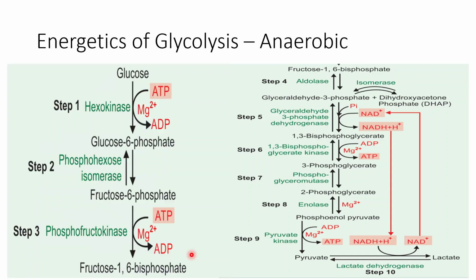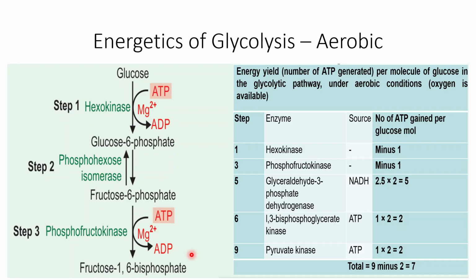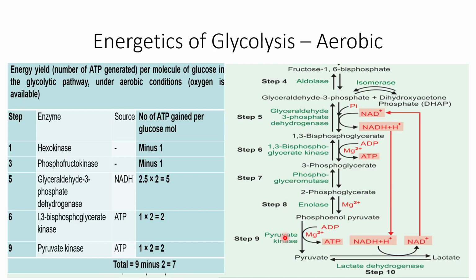Now let us look at aerobic glycolysis. In aerobic glycolysis also, the first part is the same. 2 ATPs are utilized at hexokinase and phosphofructokinase. Here you get formation of NADH. Because the end product of aerobic glycolysis is pyruvate and not lactate, the NADH which is formed here does not get utilized by lactate dehydrogenase enzyme. So this NADH goes to the electron transport chain and gives us 2.5 ATPs.